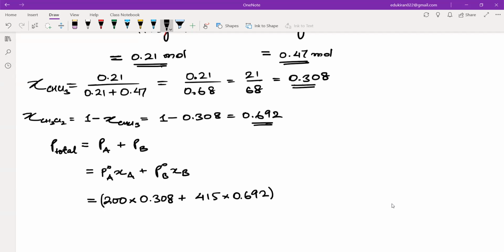So whatever you get, the answer will be in terms of mmHg. अब देखिए 200 into 0.308, so 100 into 2 into 0.308, 0.308 into 100 will be equal to 30.8, into 2 will be equal to 60 और 1.6, 61.6. अब इसको कैलकुलेट कीजिए 415 into 0.692.